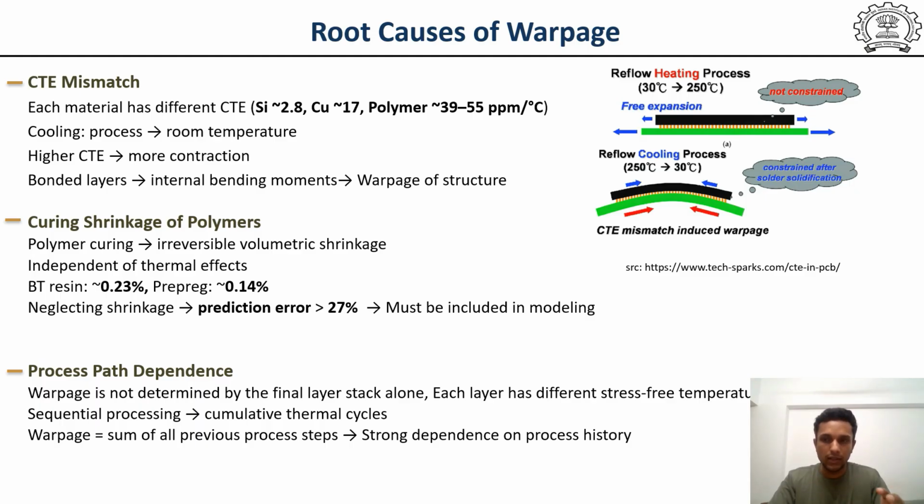So the warpage of the final structure does not just depend on the final condition, it actually depends on the processes it has been through. It is a process path dependent factor. So it is not just determined by the final layer stack alone. Each layer is deposited or cured at its own temperature, and the stress-free reference point differs for every material. So the total warpage is a cumulative result of all preceding thermocycles, making process sequence modeling essential for accurate prediction.